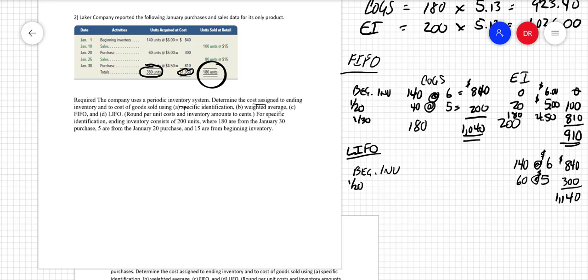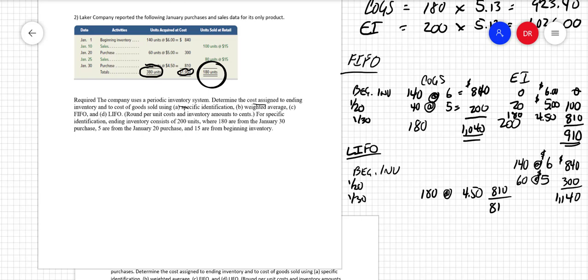The cost of goods sold here will be, we're not going to include any from these first two layers, but we're going to do it all from the January 30th, which will be 180 units at $4.50. And that will be a total cost of $810.